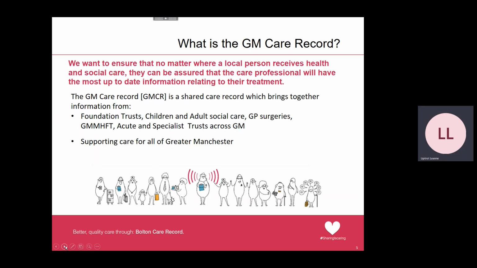So what is the GM Care Record? We wanted as a locality and as a region to make sure that no matter where the person lives, that all professionals can have information relevant for them in order to make appropriate clinical decisions. So the Care Record actually brings together information from all the different organisations, including the Foundation Trusts, Children's and Adult Social Care, GP surgeries, Greater Manchester Mental Health, acute and specialist trusts across Greater Manchester. And we're supporting care for all of GM using this system.